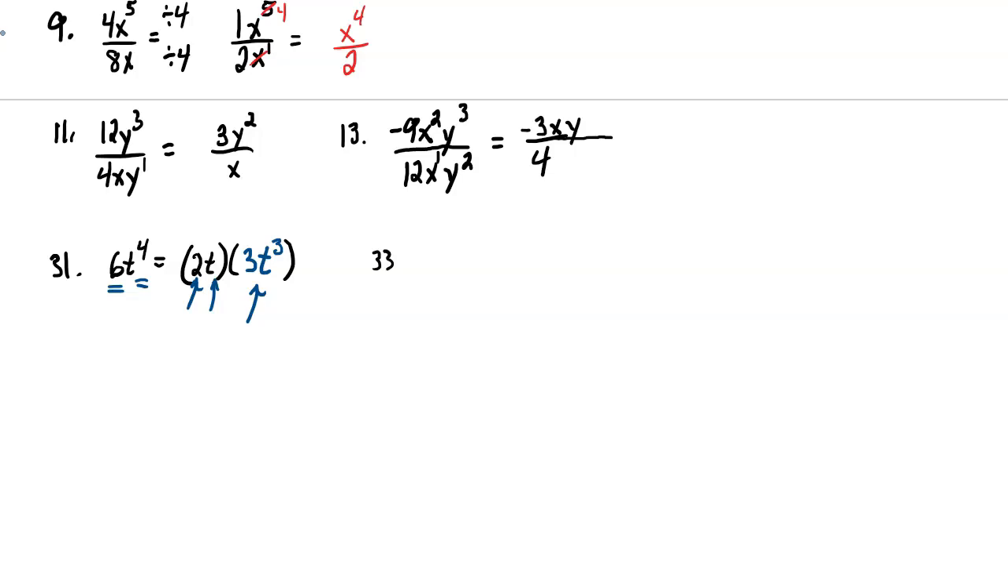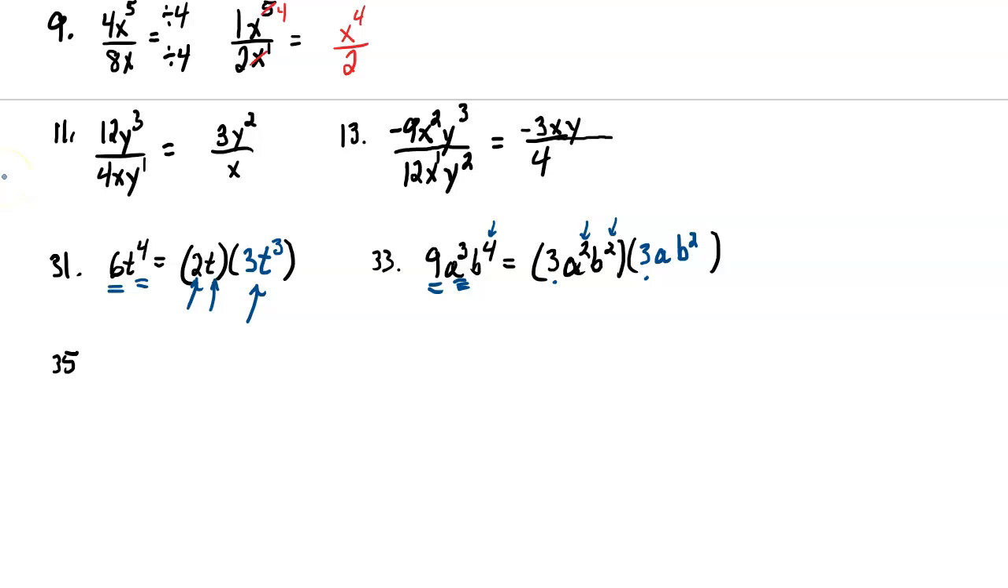Next, number 33. What's the missing factor? 3 times what makes 9? We need a 3 here. Now the letter a. How do we get a to the 3rd power if we already have a to the 2nd power? How many more a's are needed on the right side? 1 more a. Now look at the letter b. How do we get b to the 4th power? We already have b to the 2nd. How many more are needed? B to the 2nd.